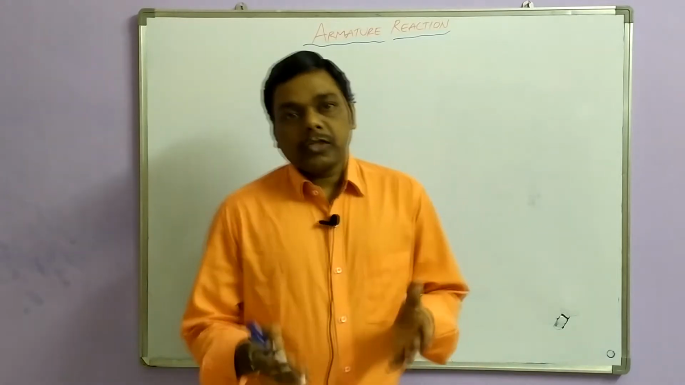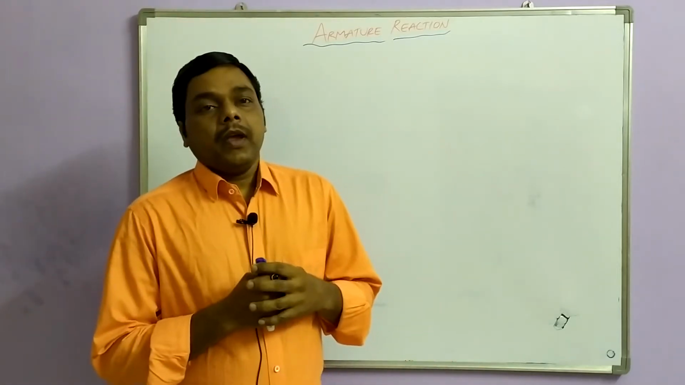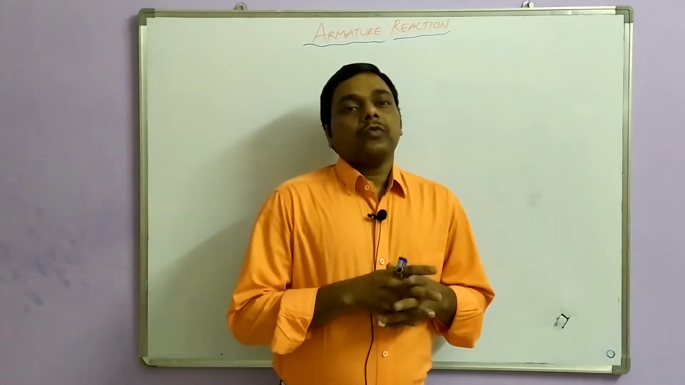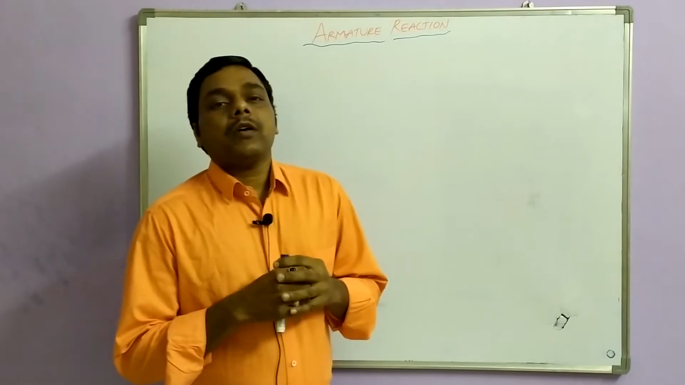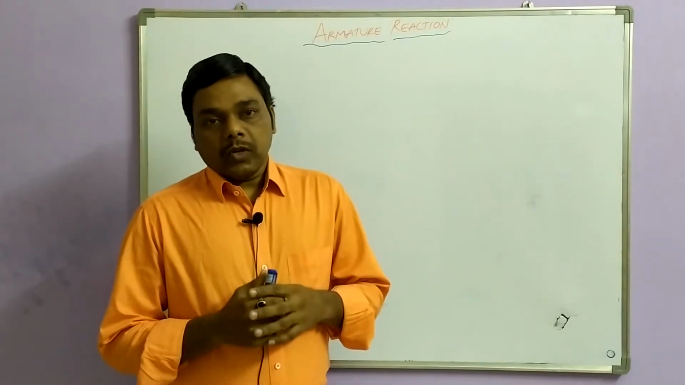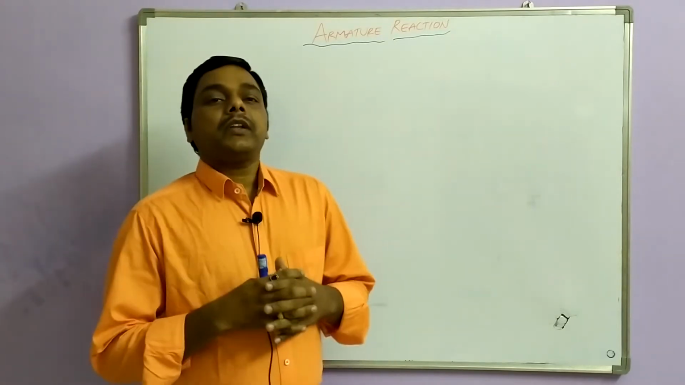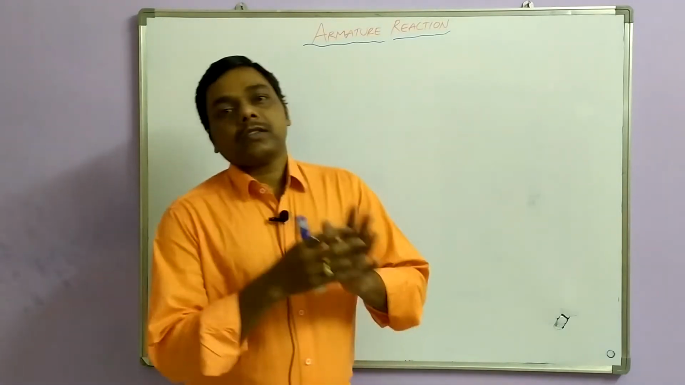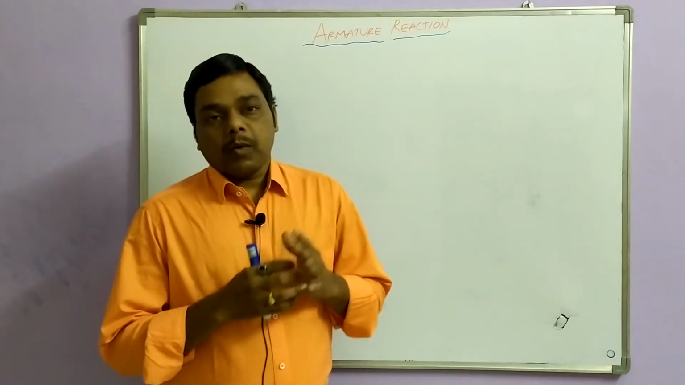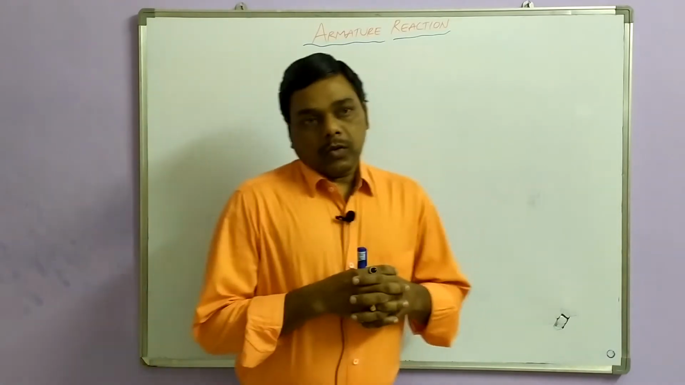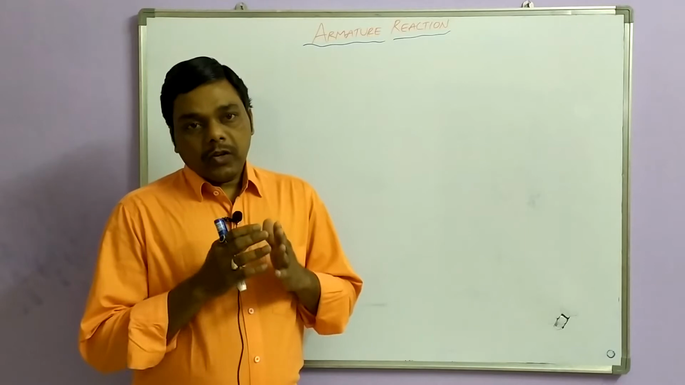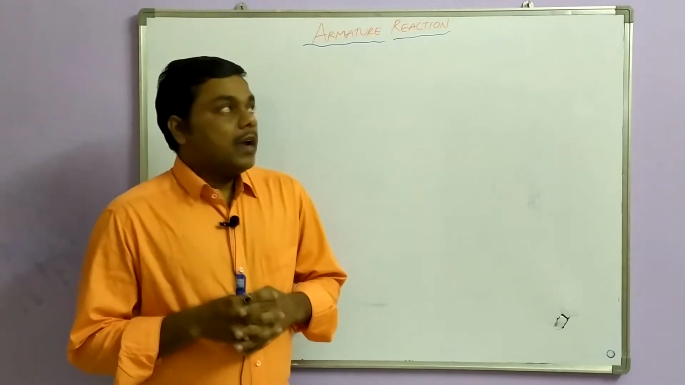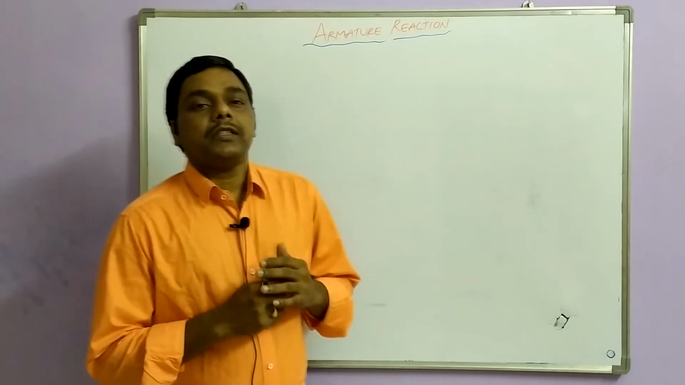So armature also sets up a flux, and this induced EMF is anyhow AC. So we will be converting it into DC by using a commutator. So the output of the DC generator is DC. So first it is AC, then it is converted into DC with proper commutation. So the main induced EMF in armature is AC and the generator is DC.